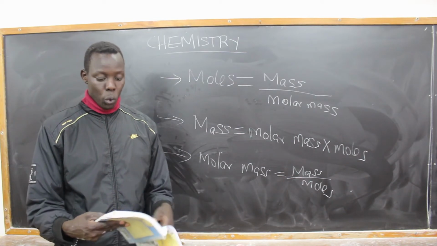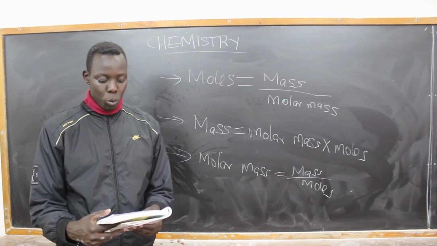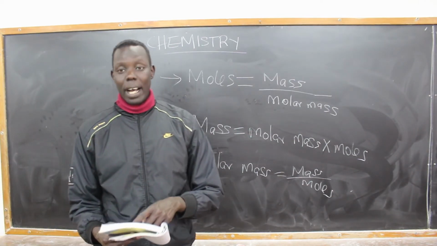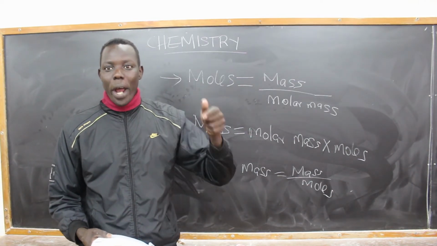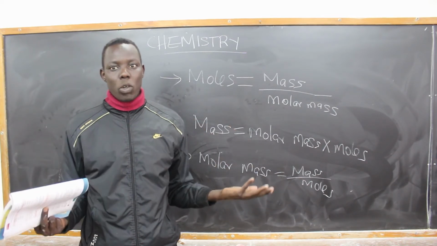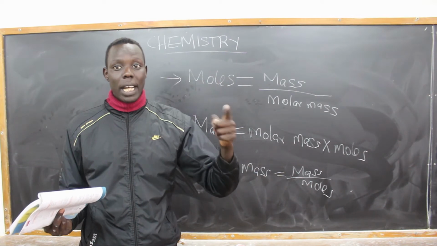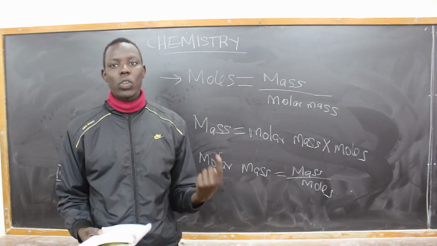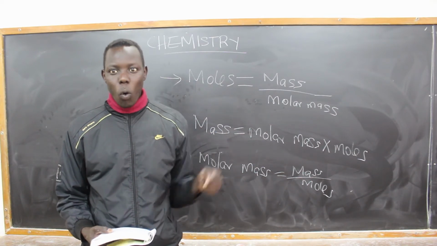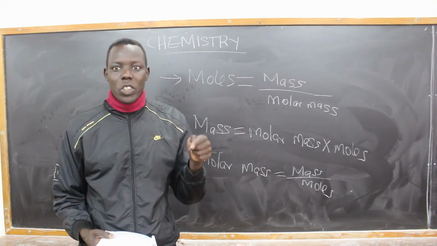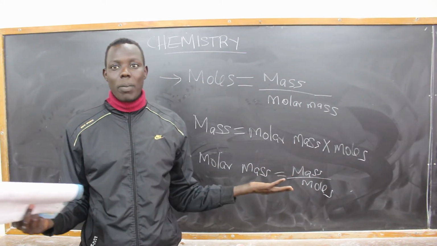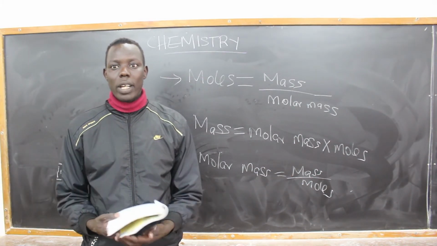There is a question that is asked: how many atoms are there in 1 mole of oxygen atoms? So now you have been given the number of moles, 1 mole of oxygen atoms, and you are asked how many atoms. So 1 mole of oxygen atoms contains 6.023 times 10 power 23 atoms.